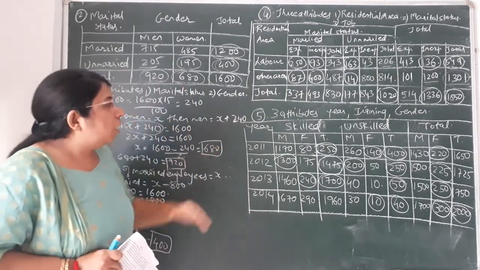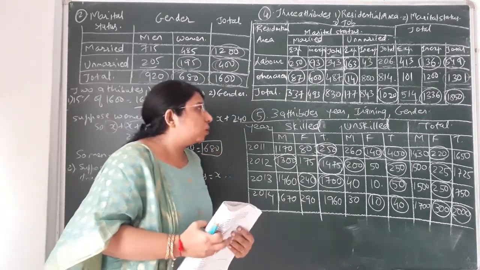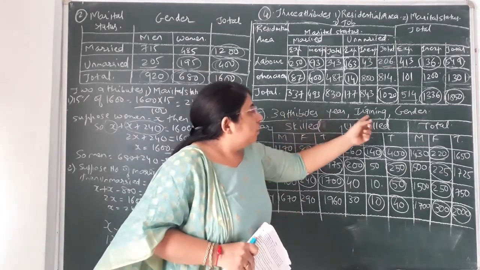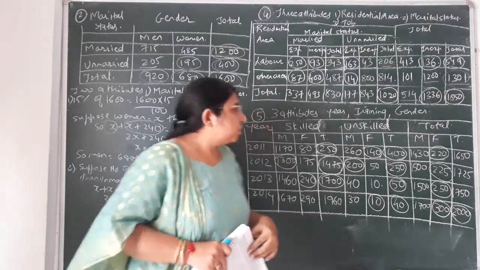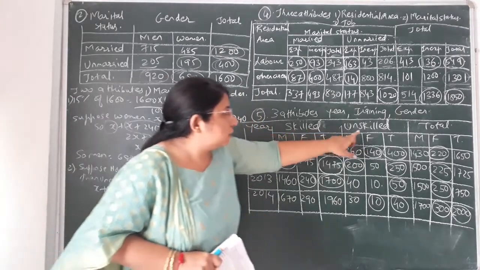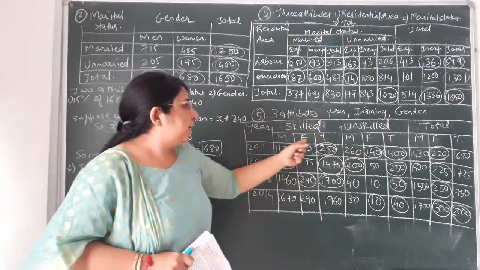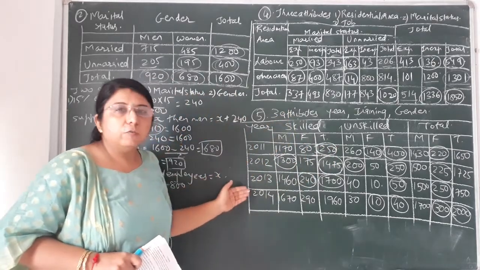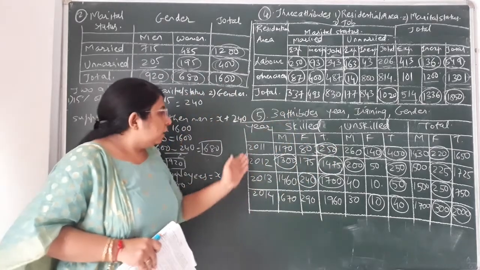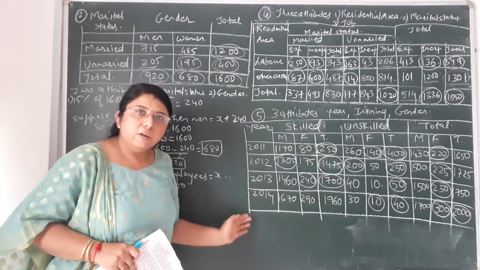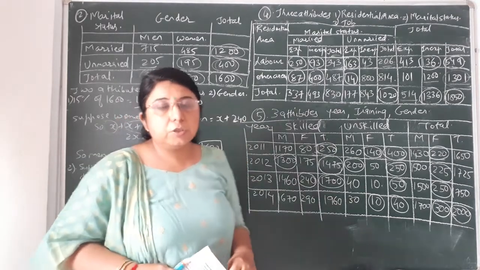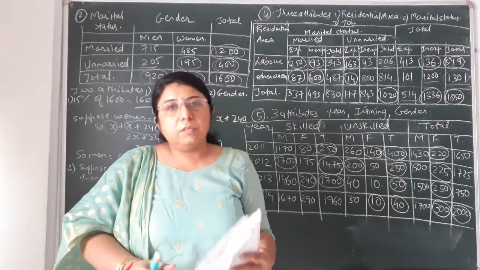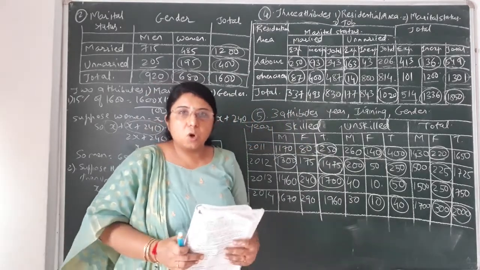Now moving on to the last sum of this exercise. Over there also there are three attributes given to you, that is year, training and gender. In case of training, that is skilled and unskilled. In case of gender, that is male, female and total. And in case of year, data of four different years are given to you, that is 2011, 12, 13 and 14. So let us read the question one line at a time, and then afterwards we will place the data in the concerned box of the table.